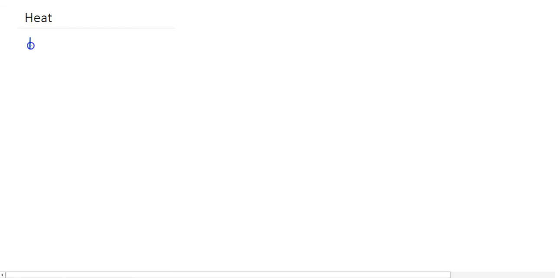The big question for this set of notes is, how does thermal energy transfer between objects? That should go at the top of your paper. This is kind of like a big title.